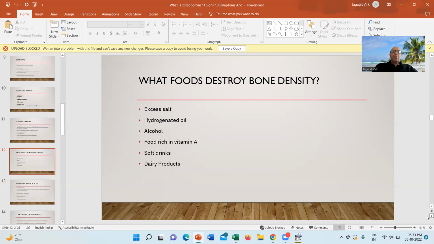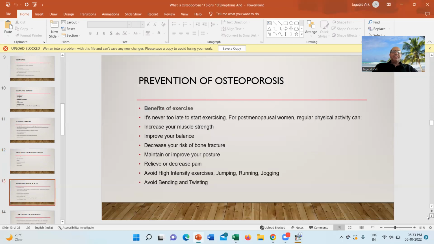What foods destroy bone density? Excess salt, hydrogenated oils, alcohol, food rich in vitamin A, soft drinks, dairy products.